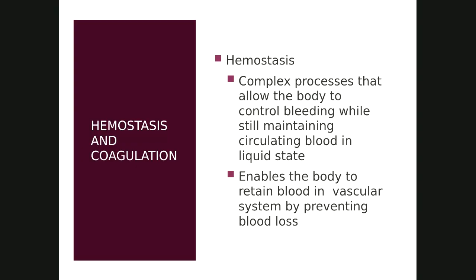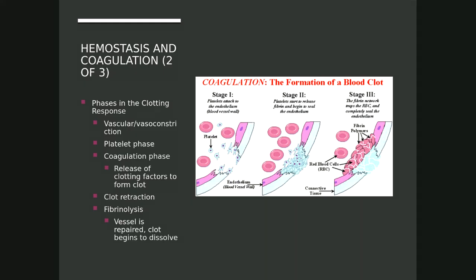So hemostasis is a complex process that allows the body to control bleeding while still maintaining circulating blood in the liquid state. It enables the body to retain blood in a vascular system by preventing blood loss. There are videos inside the Blackboard shell under Chapter 7 that you can view that will go over this in more visual detail.